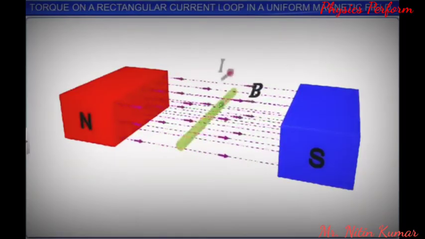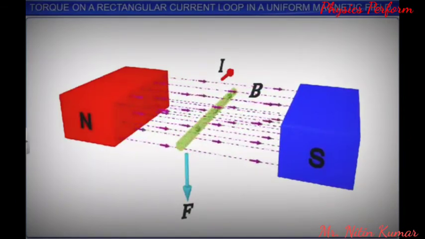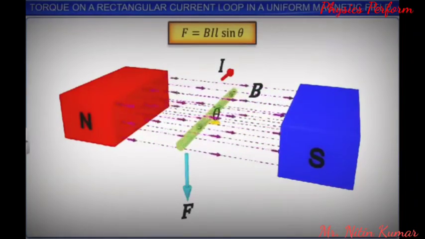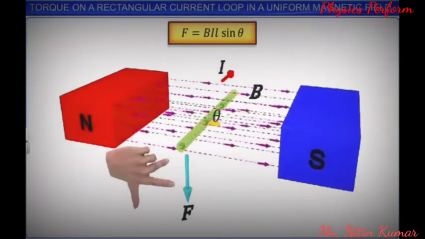A current-carrying conductor placed in a uniform magnetic field experiences some force. The magnitude of this force is determined by using the formula F is equal to BIL sin theta, where theta is the angle between the direction of the magnetic field and the direction of current. The direction of the force acting on the conductor can be determined by using Fleming's left-hand rule.